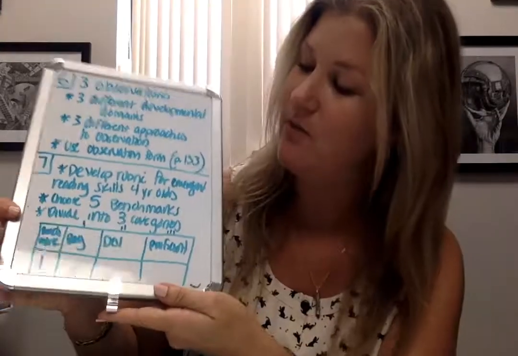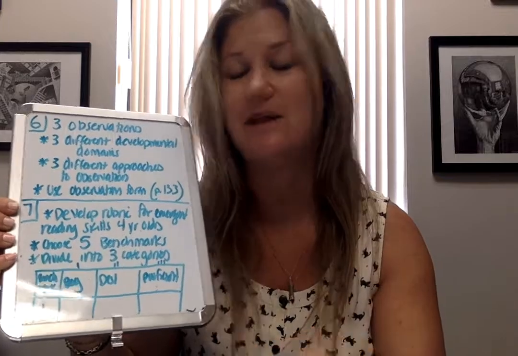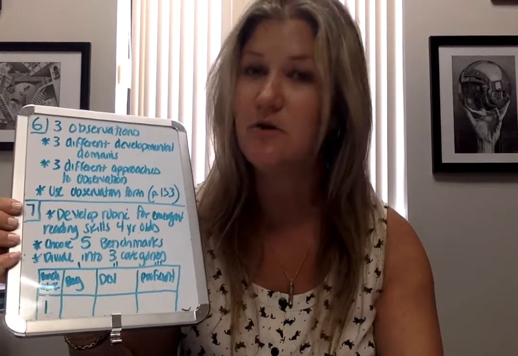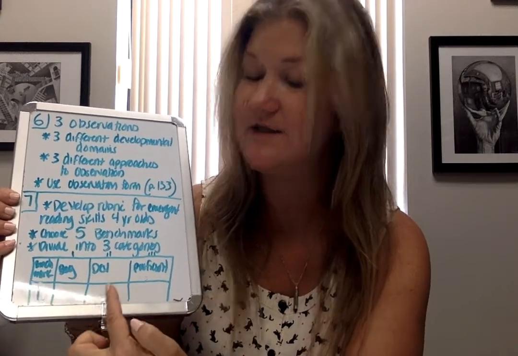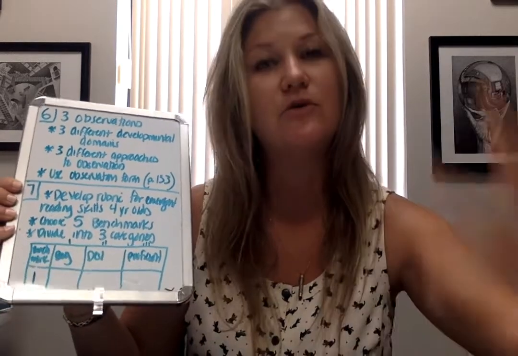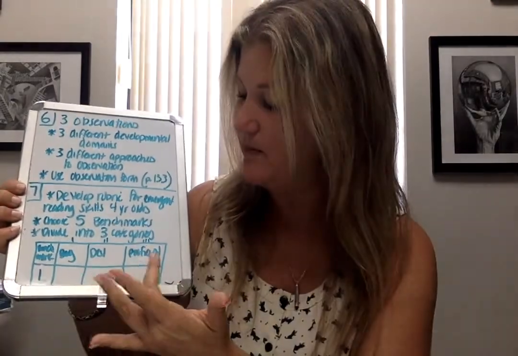So this is when I'm asking you for 5 different benchmarks for emergent reading. I told you where to find them. Make sure that you're using benchmarks for 4-year-olds for emergent reading. And then you're going to divide the task into 3 increasing complexity stages. So beginning, developing, proficient. This is also due by Sunday, and you're going to submit this via Dropbox.